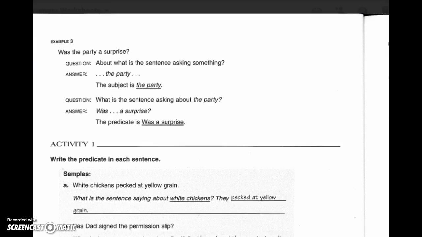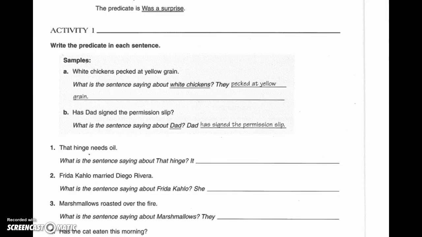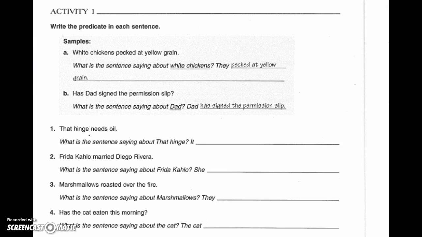And when I show you activity 1 here, you're going to see it's asking for you to write the predicate in each sentence. The sample A says, white chickens pecked at yellow-green. So it's saying something about the chickens. They're pecking at the yellow-green. That's going to be your predicate. Sure, it's going to contain prepositional phrases, maybe a couple modifiers, but that is the predicate.